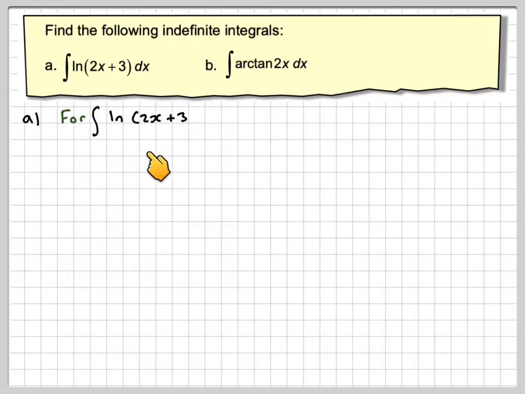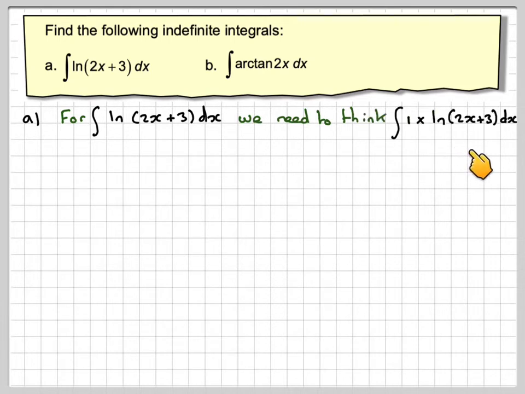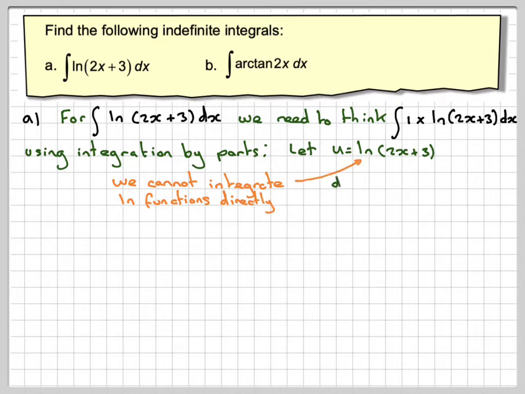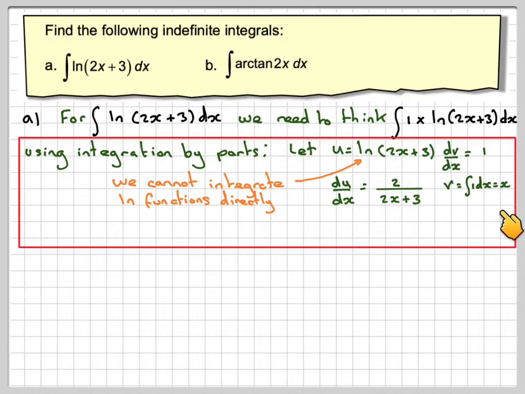So for ln of 2x plus 3 dx, we need to think of it as 1 times ln of 2x plus 3 dx. So using integration by parts, if we let u be equal to ln of 2x plus 3, now that seems a bit surprising, but you can't actually integrate it directly because that's what we're trying to do. So we have to let that be u because we know we can differentiate that. That's just going to be 2 over 2x plus 3. And dv by dx will be the 1. If we integrate 1, we're going to get the integral of 1 dx, which is x.